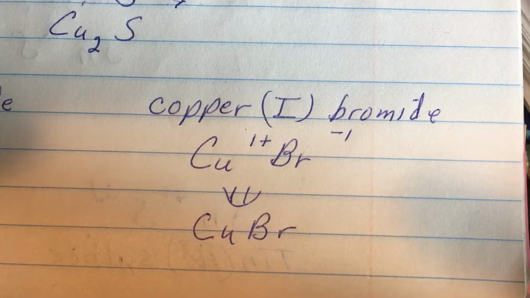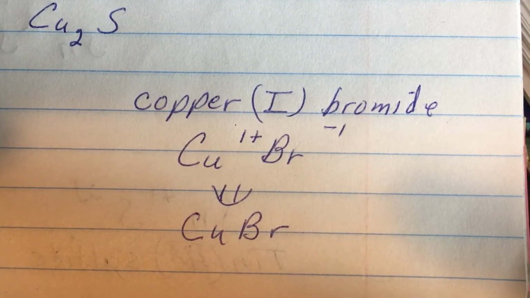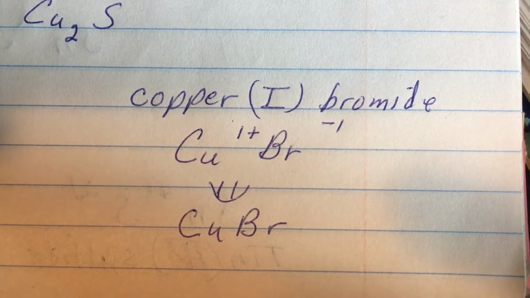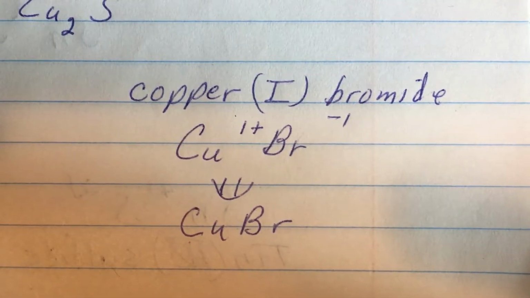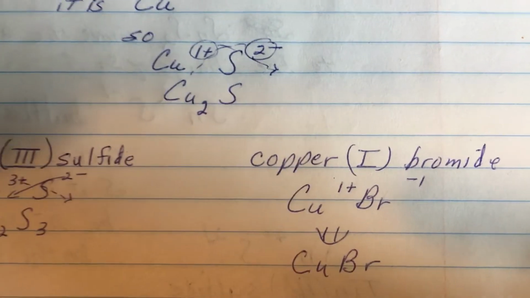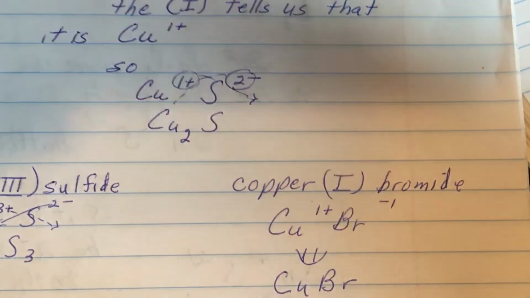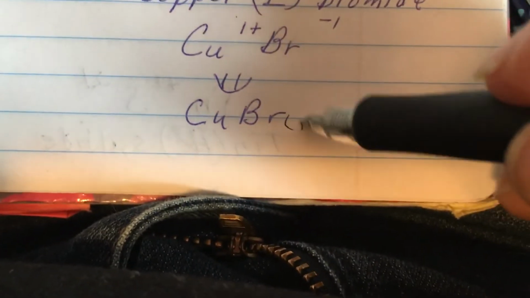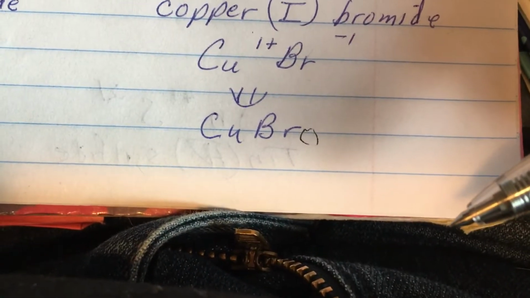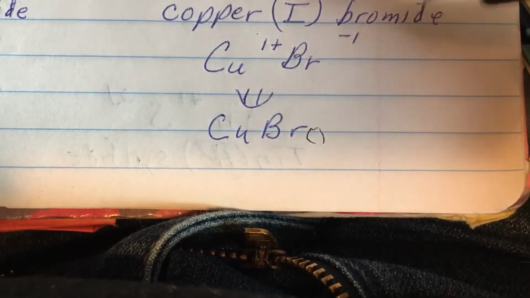Here's another one. Copper(I) bromide. So copper has a +1 charge, bromine has a -1. Crisscross the numbers, you end up with CuBr. If you notice, here is a 1, here is a 3, here is a 1. That's where you're going to look to figure out which of the cations you are going to use.